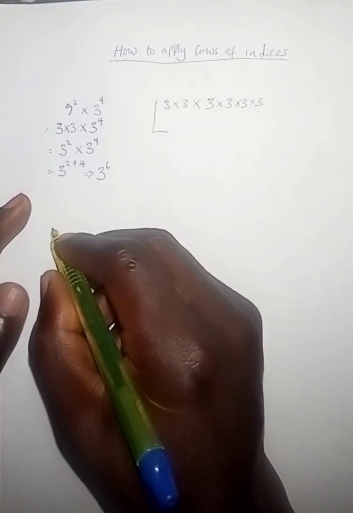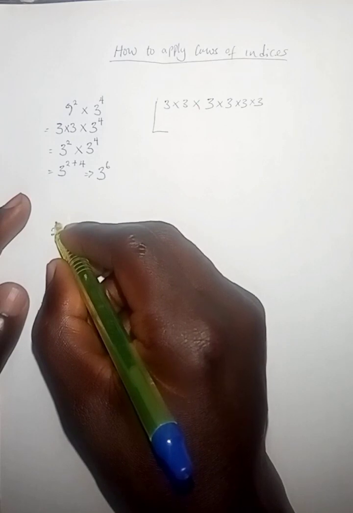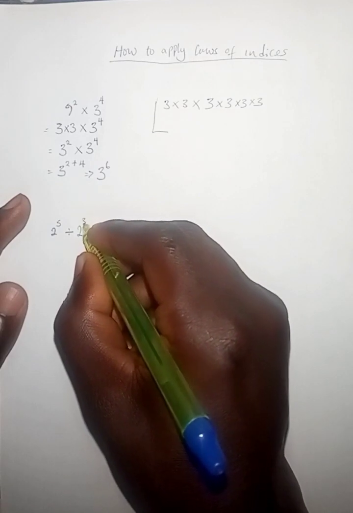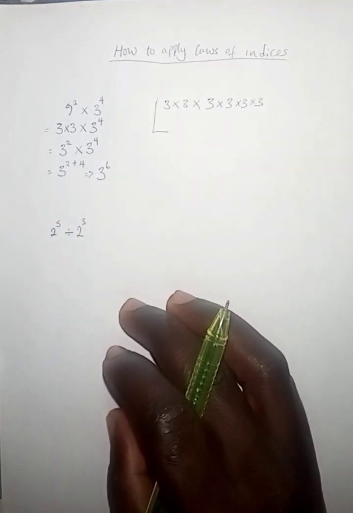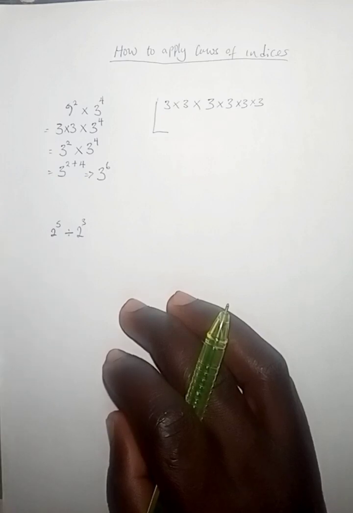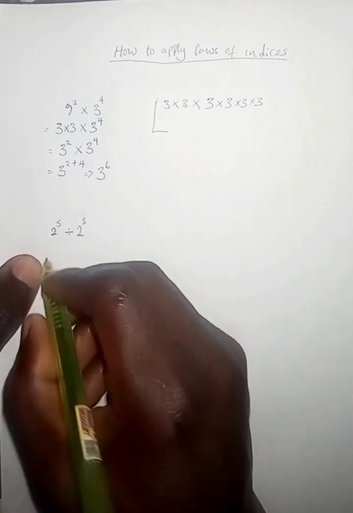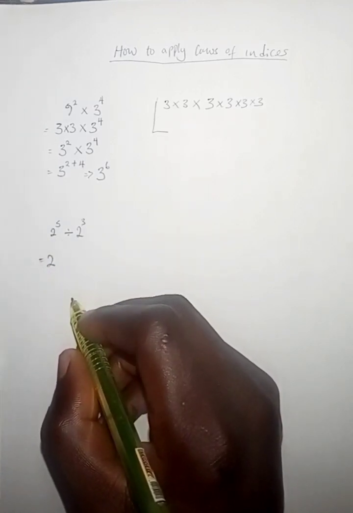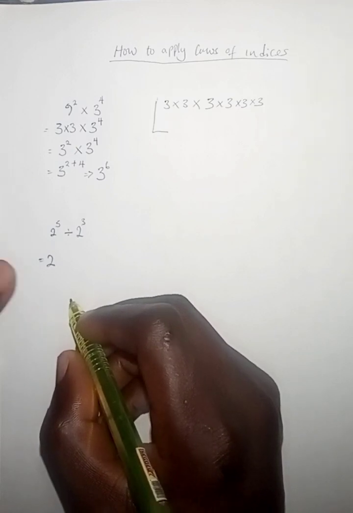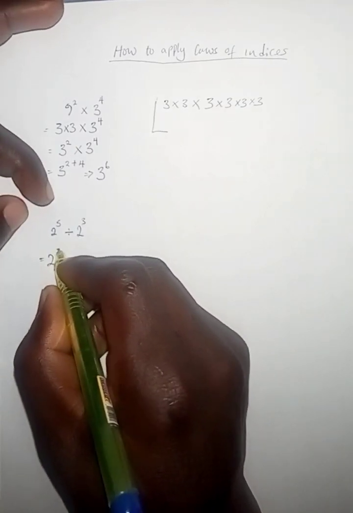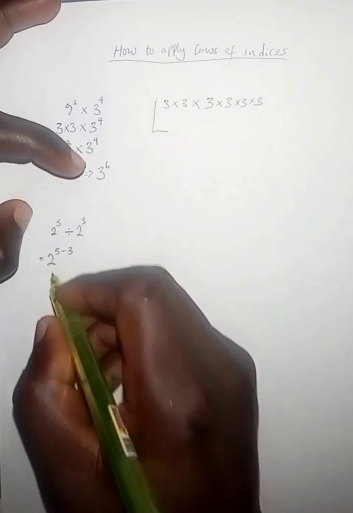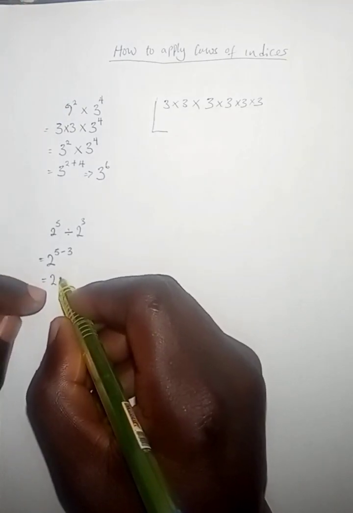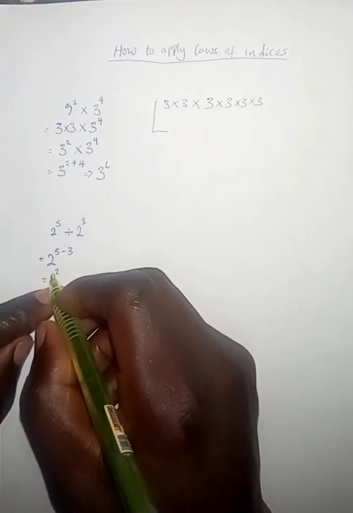We also have 2 to power 5 divided by 2 to power 3. These are of the same base. We'll pick one of the base, then if it's dividing, we subtract the powers, which is 5 minus 3, and 5 minus 3 will give us 2. So it's going to be 2 to power 2.